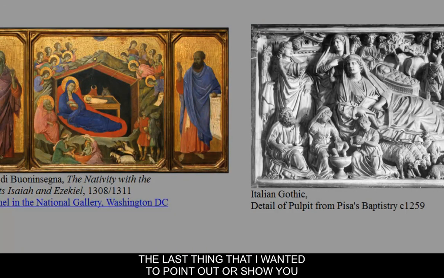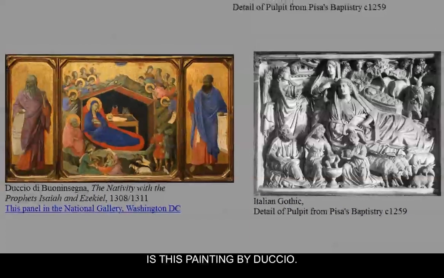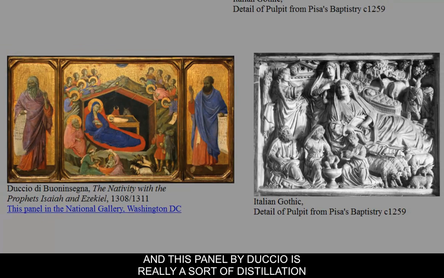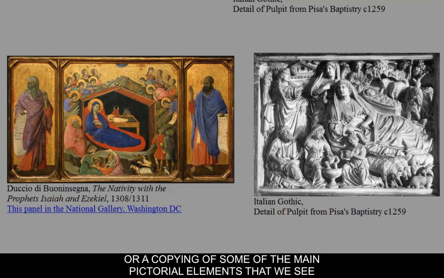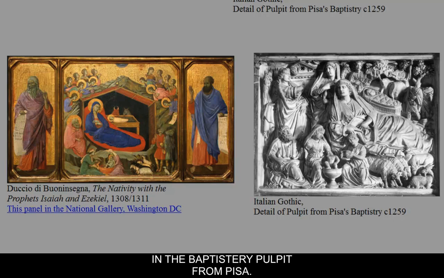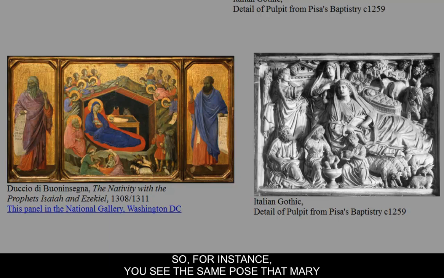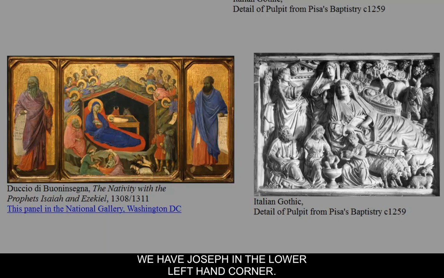The last thing that I wanted to point out or show you is this painting by Duccio. And this panel by Duccio is really a sort of distillation or a copying of some of the main pictorial elements that we see in the baptistry pulpit from Pisa. So for instance, you see the same pose that Mary is seated in. We have Joseph in the lower left-hand corner.